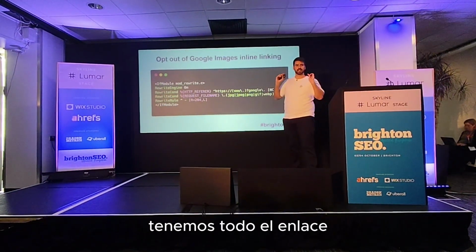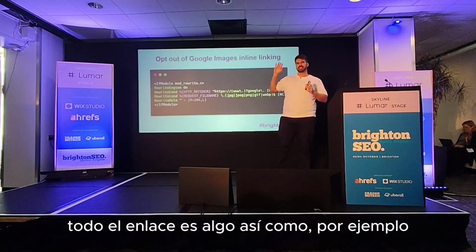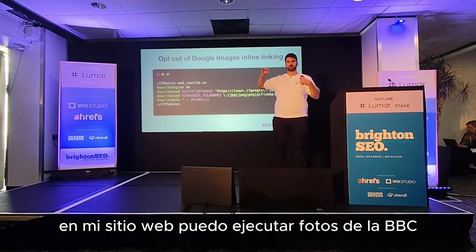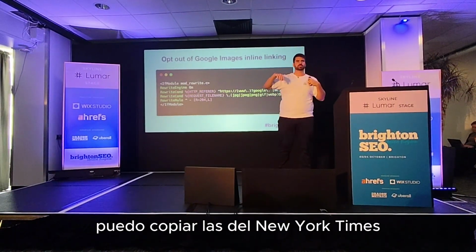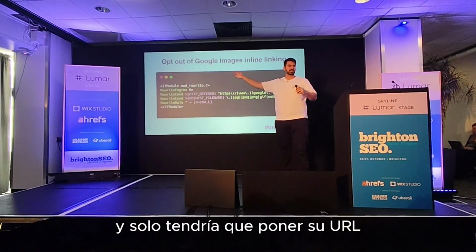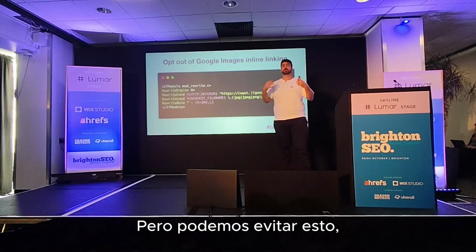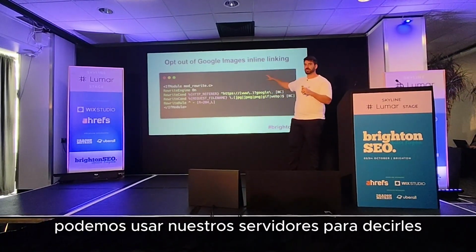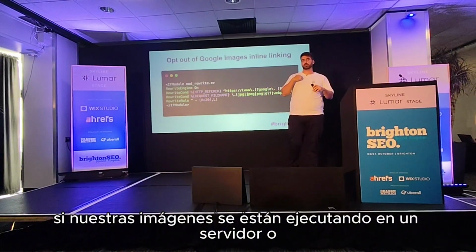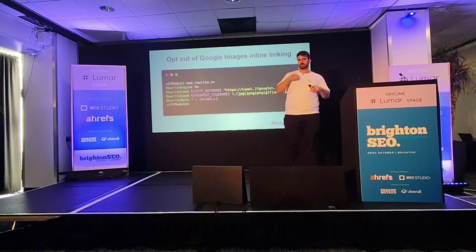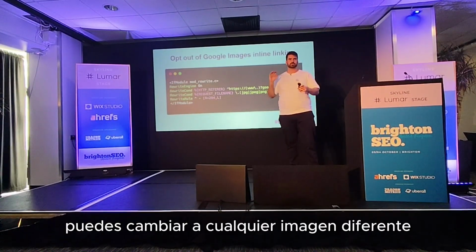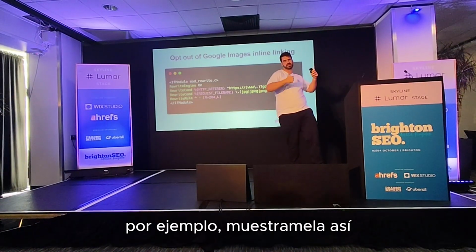How can we do it? We just avoid the hotlinking. Hotlinking is something like, for example, in my website, I could run pictures from BBC, I could run pictures from New York Times, and I would post just the URL and put it in my website. But we can avoid this. We can use our servers to detect if our images are running on a server or a domain different than mine. You can make a redirection, you can make a 404, you can switch to a different image, for example, saying something like this.